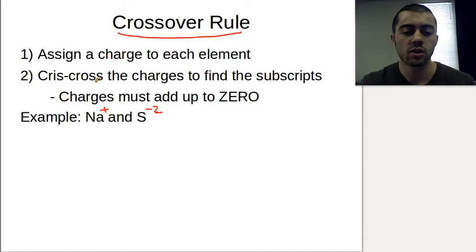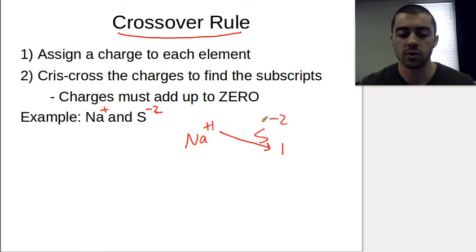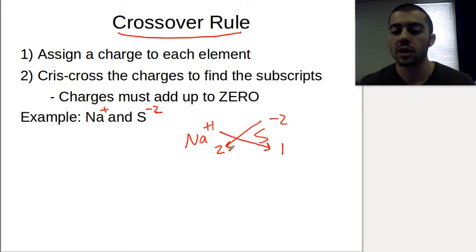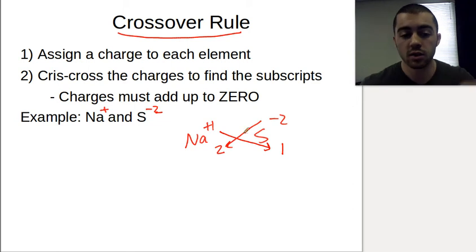The second step is to crisscross the charges to find the subscripts. If we have Na +1 and sulfur -2, we're just going to cross this charge down here to get the subscript for sulfur, which would be 1, and cross this one down here to get the subscript for sodium, which would be 2. Notice we're not going to take the negative sign down here, because what these subscripts tell us is how many of each element we have. So this means we have 2 sodiums and 1 sulfur, and we can't have a negative number of sodium atoms. That doesn't make any sense, right? So we're never going to take these negative signs down with us when we cross the charges down to get the subscripts.